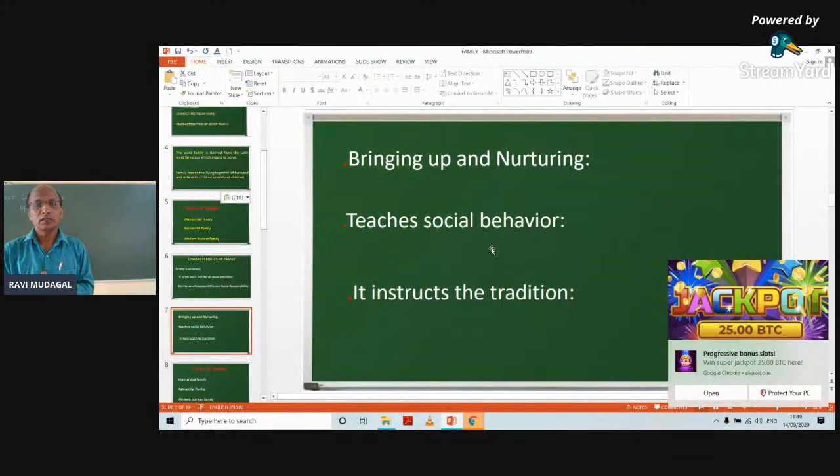These are all the characteristics of family. Hopefully, you have understood the characteristics of family.